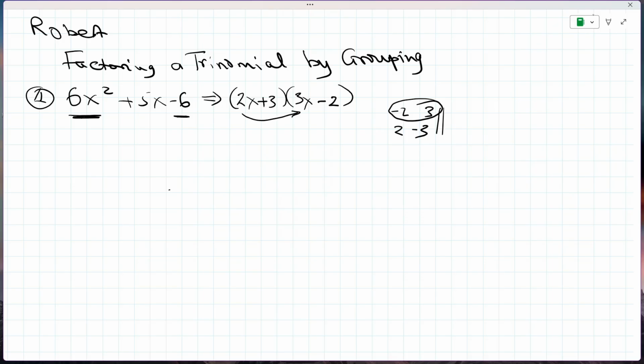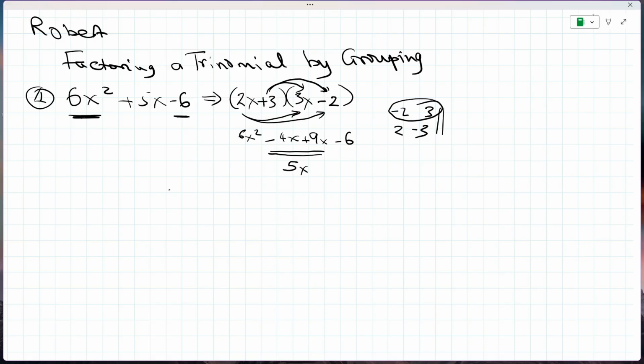2x times 3x will give us 6x squared, as we saw. 2x times minus 2 will give us minus 4x. And then 3x times 3 will give us positive 9x. And then 3 times negative 2, of course, will give us minus 6. And then we look at the two inner terms. We have 9x and 4x being similar. We subtract 4x from 9x and that leaves us with 5x.